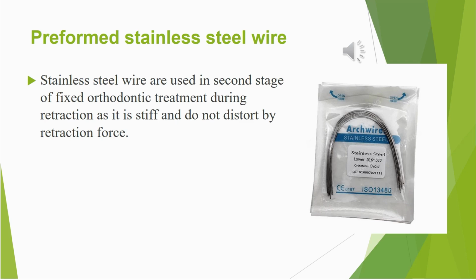Preformed stainless steel wire. Stainless steel wires are used in the second stage of fixed orthodontic treatment during retraction as it is stiff and does not distort by retraction force.